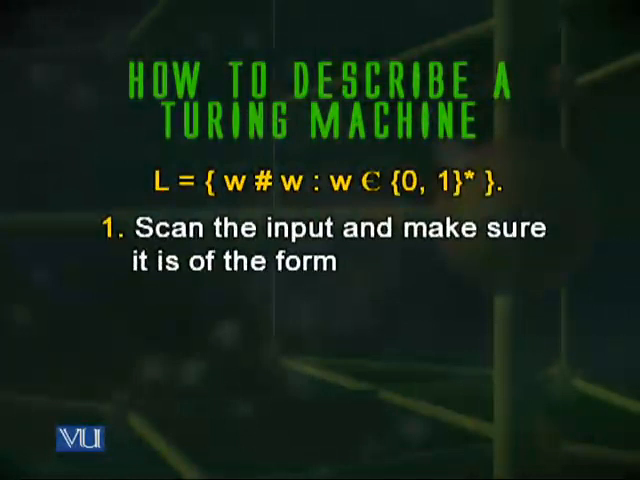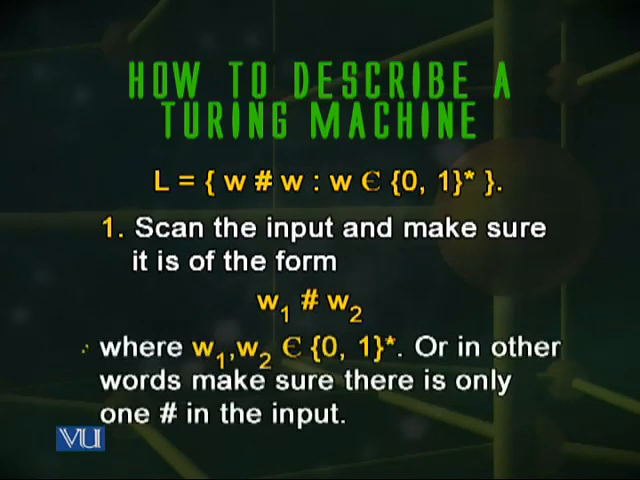Well, you can come up with a formal description which will be quite complicated. However, I feel that the following implementation level description will convince you that there is a Turing machine which recognizes this language. Let's look at the implementation level description. The machine will scan the input first and make sure it is of the form W1 hash followed by W2, where W1 and W2 are in {0, 1}*. In other words, the machine will make sure in the first pass over its tape that there is only one hash symbol on the input tape.